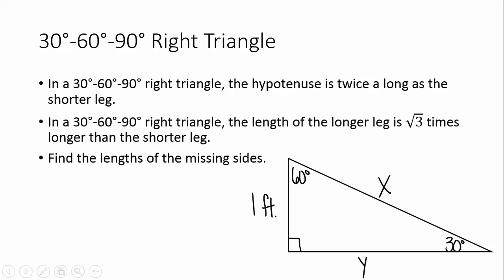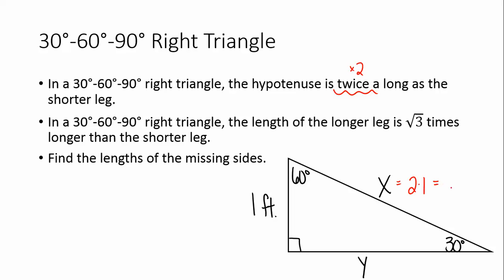And I want you to find the lengths of the missing sides. So here in this picture you can see we have the shorter leg, a foot. So the first bullet said that the hypotenuse is twice as long. So you find the hypotenuse, x, by taking 2 times 1. That's when something is twice as long, it's the same as multiplying it by 2.